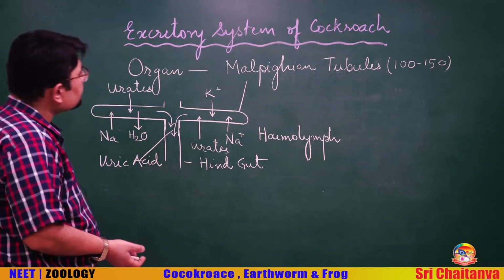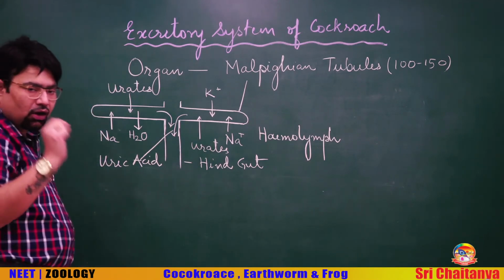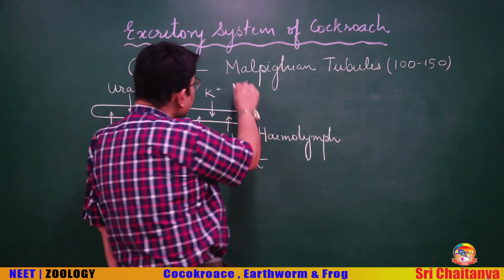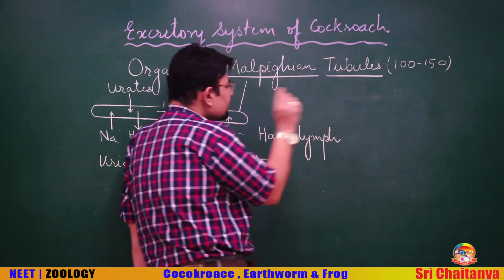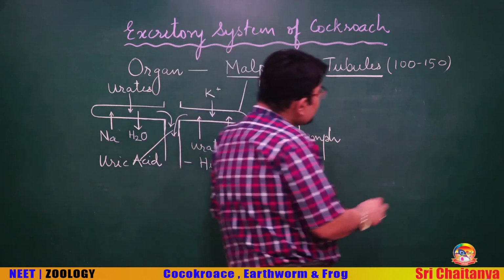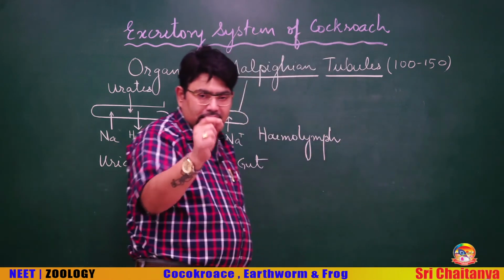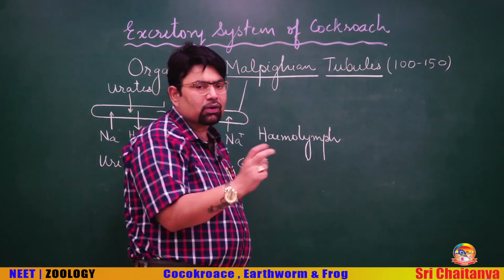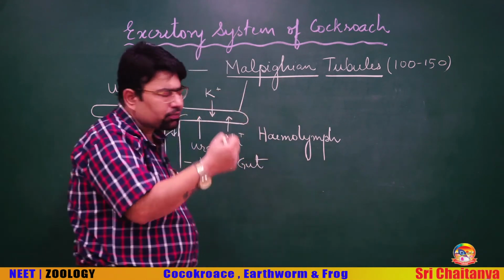Now the excretory system of cockroach. The excretory organs are malpighian tubules. In all insects, malpighian tubules are the excretory structures. In cockroach, they are present at the junction of midgut and hindgut. They are about 100 to 150 in number, yellowish fine tubules.